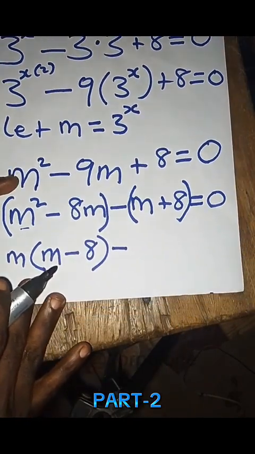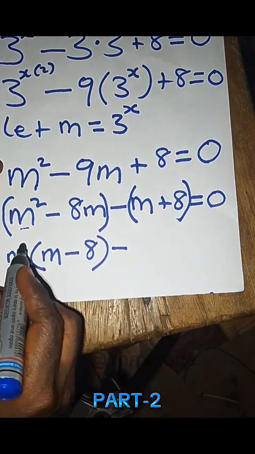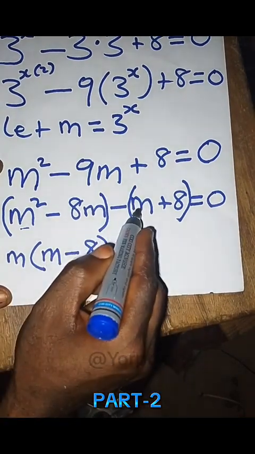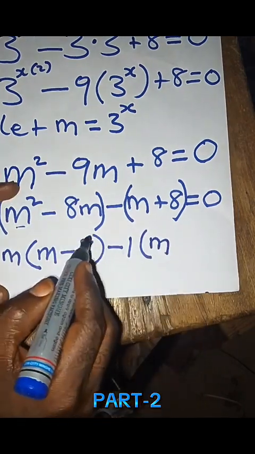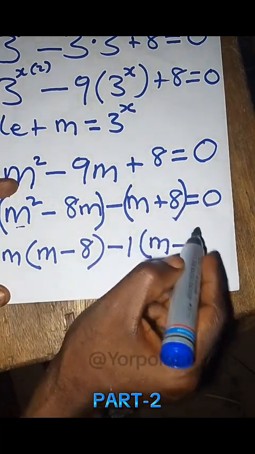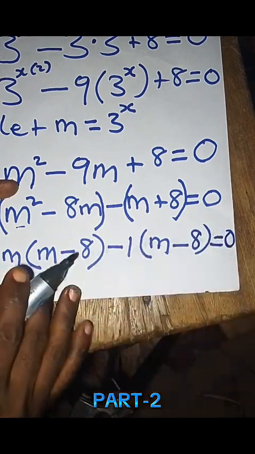We factorize this one. You take the minus here. So what will be the next factor we need to do? Here, we take 1 to be the factor here. So we are taking 1. 1 can go into m, the same as m. Minus plus gives us minus. And 1 can go into 8, the same as 8. And all is equal to 0.